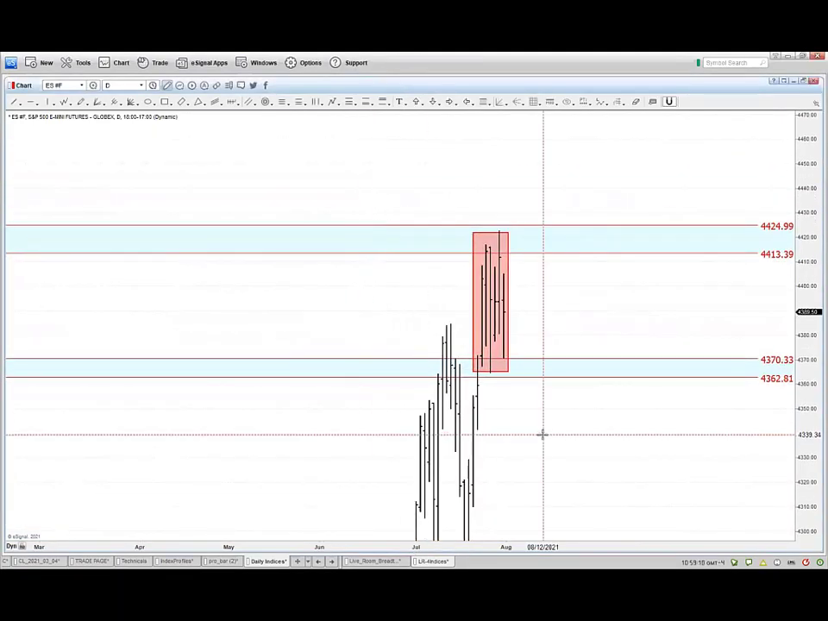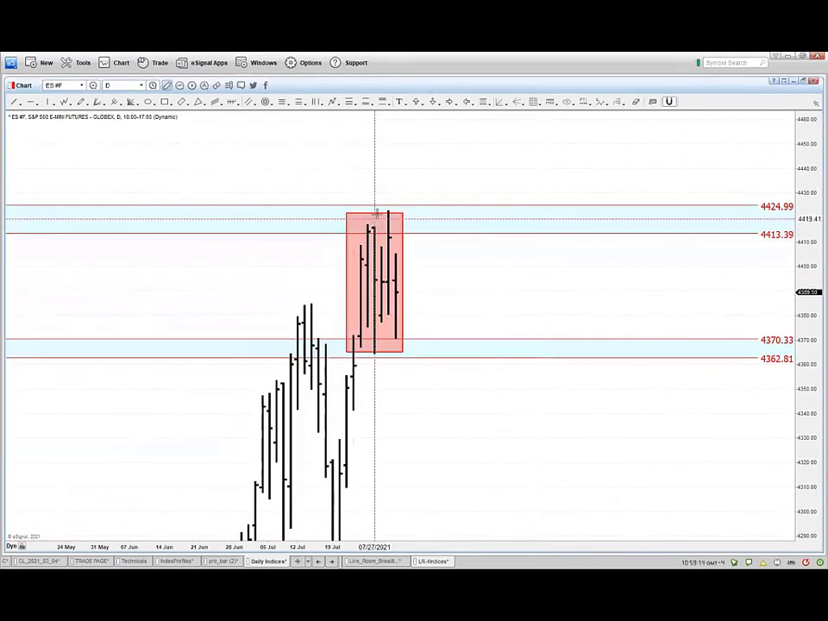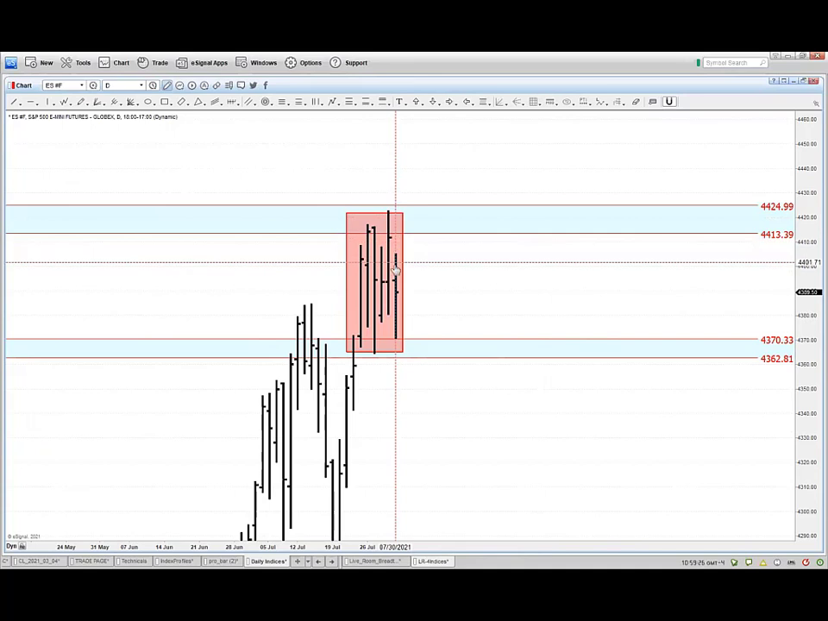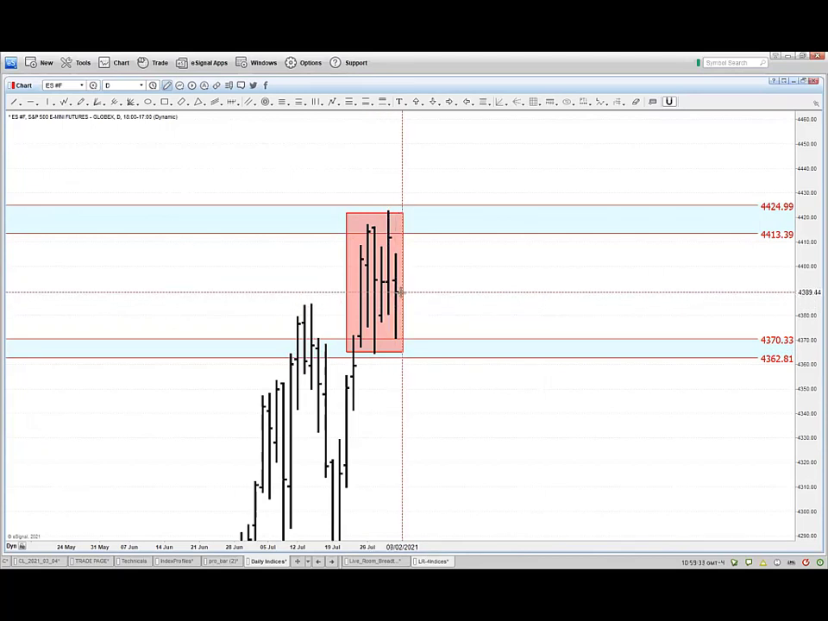Okay, so as we head into next week, this is a very well-defined balance area. We had a little bit of an attempt to break to the upside on Thursday, which led me to believe, okay, maybe this is a false breakout trade. We traded down to the low extreme of the balance area, and then we managed to close on Friday right in the middle, at the midpoint of this entire structure.